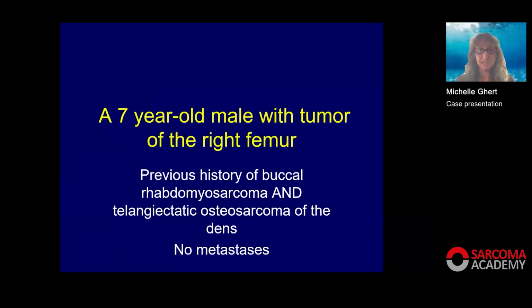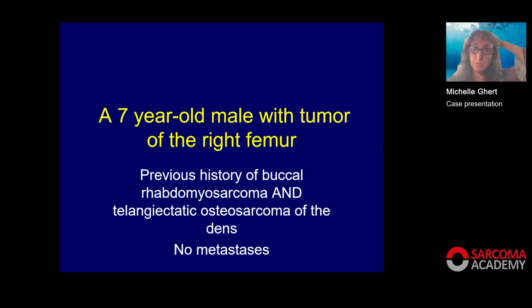Okay, so this is a case that I chose because, one, it's very interesting. It's not much of a dilemma with respect to the diagnosis, but it's an interesting surgical discussion. Plus, it also has long-term follow-up, which I think is something that we don't often have. So, okay, this is a 7-year-old male. He has a tumor in the right femur. So he has an interesting history.